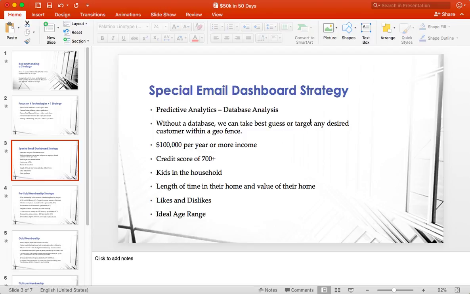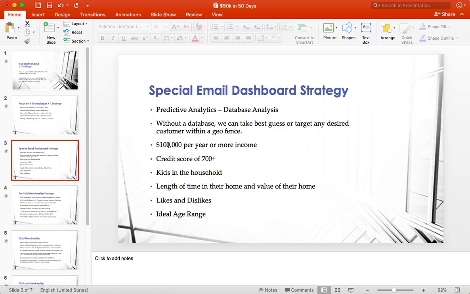Let's go real quick. Our special email dashboard strategy uses predictive analytics and a database analysis. Don't get too scared by these terms. Here's what predictive analytics means. Remember, without a database, we can take the best guess, or we can target any desired customer within a geofence. Let's say your business was in West Palm Beach or Weston, Florida, which we're utilizing for Western Florida. I can draw a geofence of a 5-mile radius or 10-mile radius, and then we can pick people out.